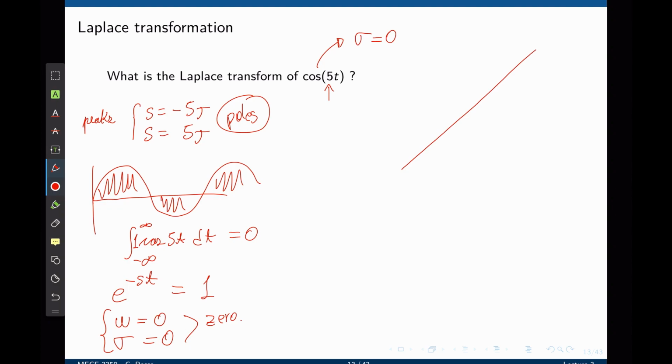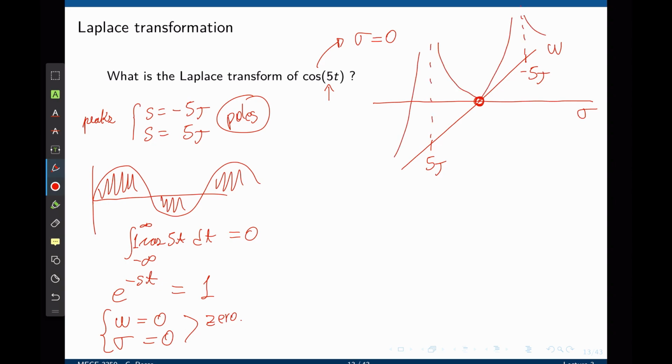Now let's create a mathematical representation of what we just saw. We have a zero at 0, if this is sigma, this is omega. We have a peak at 5j, another one at negative 5j, and a zero there.